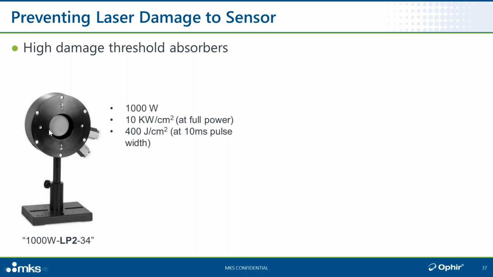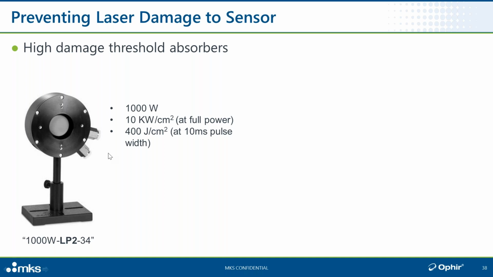So here you see a 1 kilowatt sensor, water cooled, and it has a damage threshold, the maximum average power at 1,000 watts, at the full power of 10 kilowatts per square centimeter. If you're not very familiar with these, I'll tell you that's an impressive number. That's a really good number for working at that power level. And when working with long pulses in the millisecond range, let's say welding applications or whatever, 400 joules per square centimeter. Again, that's a good number, okay?